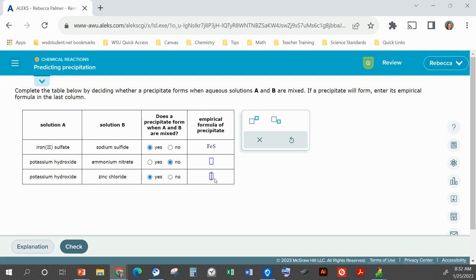to be zinc hydroxide, excuse me, and what's the formula for zinc? So zinc is 2+, what's the charge on OH? So Zn(OH)2. Good, and make sure you put those parentheses because you need 2 hydroxides, good.